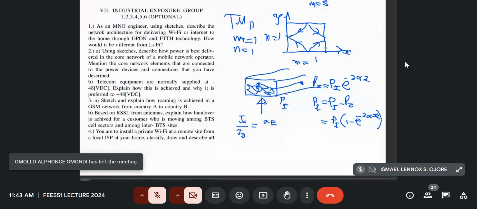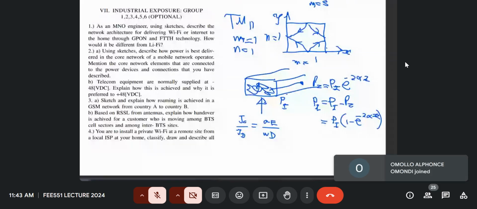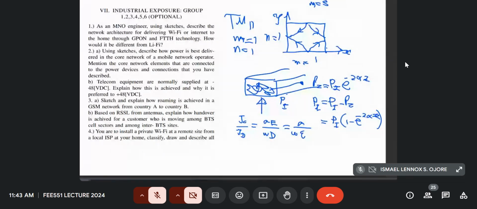We can express this in terms of the conductivity, and also this other one in terms of the dielectric, which can be reduced to sigma over omega epsilon, because D is equal to epsilon times E. So what is the name of this ratio here? It's the loss tangent. Yeah, so that's the loss tangent.